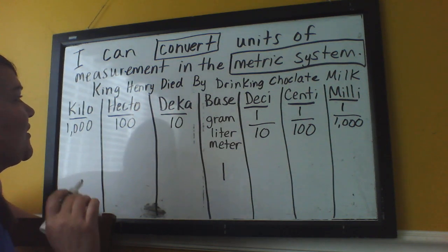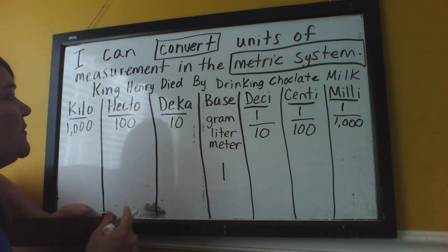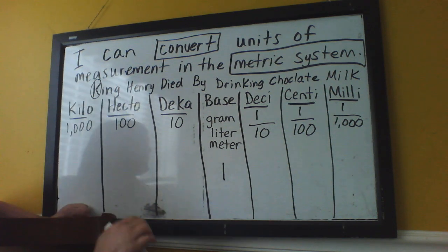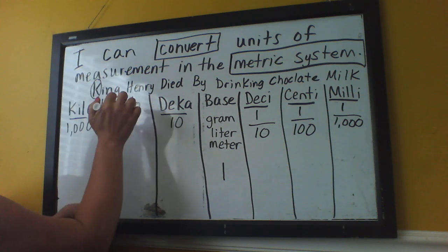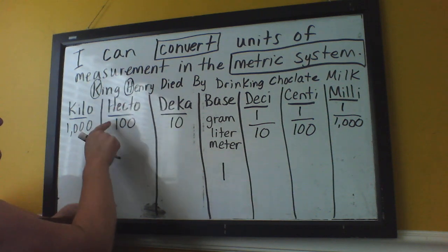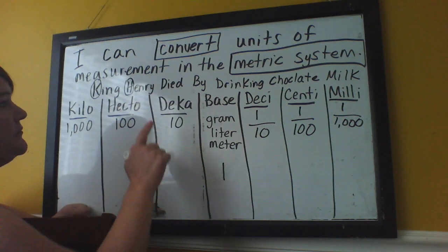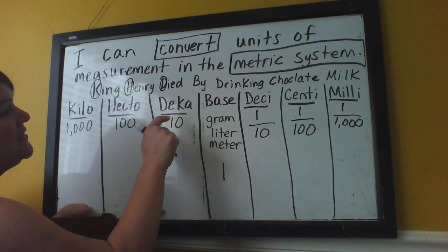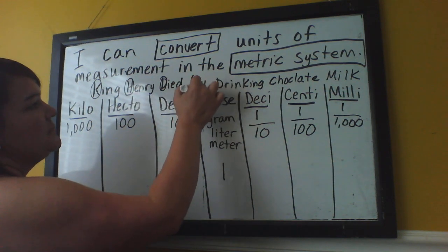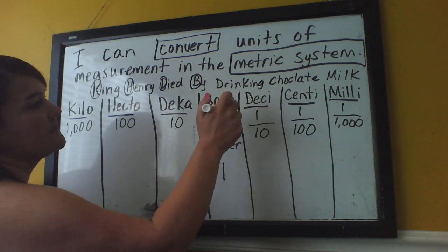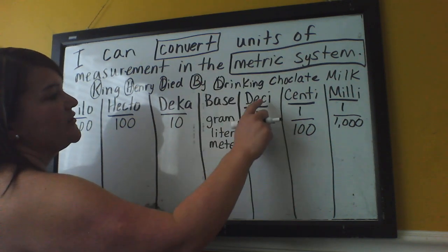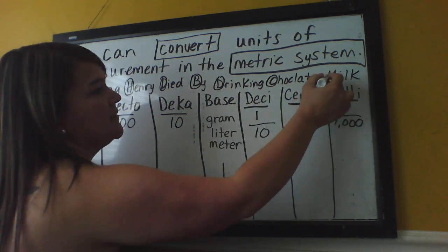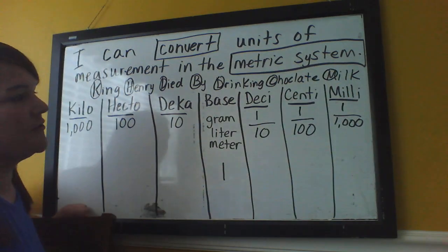So if you can remember King Henry died by drinking chocolate milk, the first letter in King is K. That's going to stand for kilo. Henry, the first letter is H. That's going to stand for hecto. Died is going to remind you that D is deca. And then the B stands for your base. Drinking would stand for deci. Chocolate would stand for centi. And then milk is going to stand for milli.